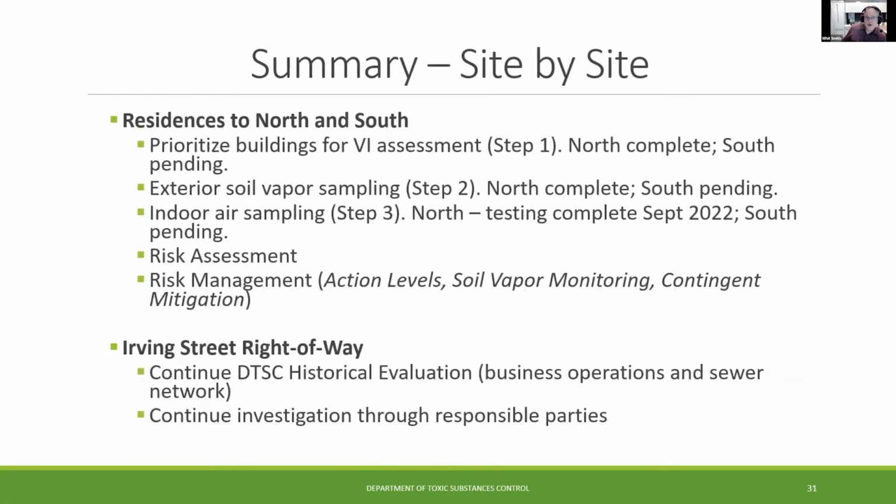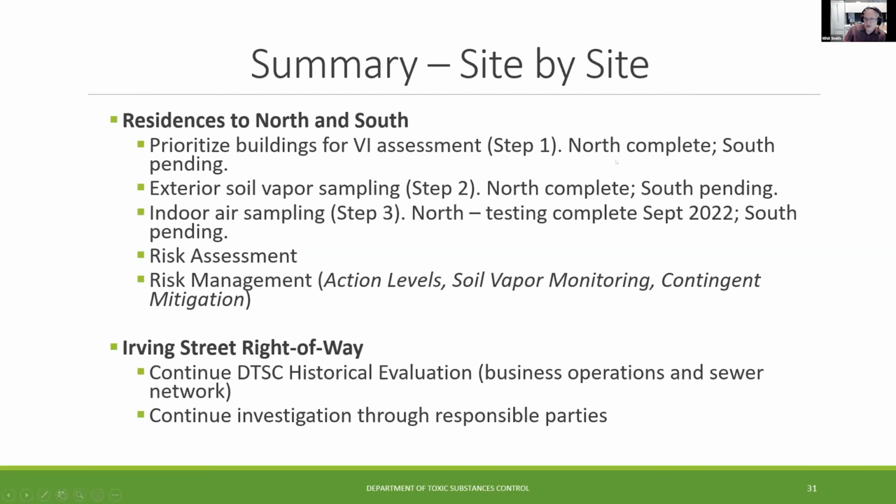Residences to the north and the south, prioritizing buildings for VI assessment. The north is pretty much done, but we'll see when we get to the risk assessment, but that appears to be complete. Identifying priority buildings to the south is pending, but we're engaging an RP on that. Exterior soil vapor sampling nudging closer to those buildings: the north is done, south is pending. Indoor air sampling, step 3 of our process, to the north: testing should be complete for those buildings for the indoor air assessment piece in September of this year. The south area is lagging probably a year or 2 years on, but that's pending.